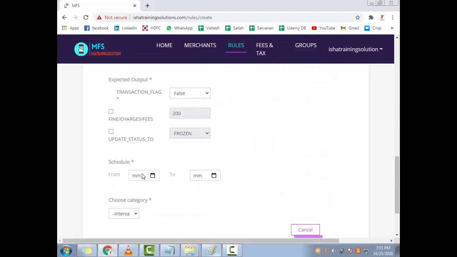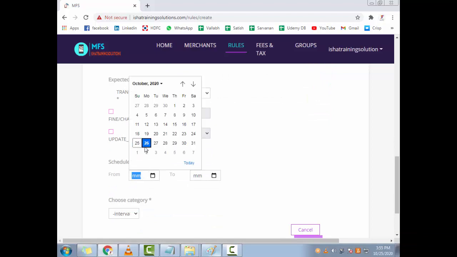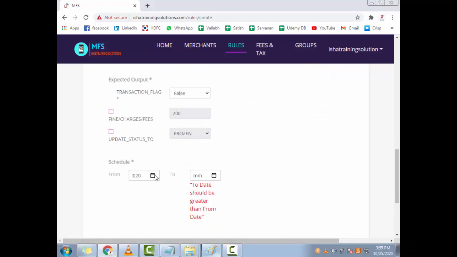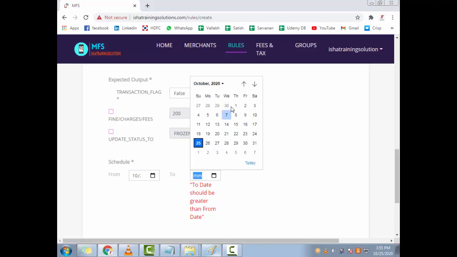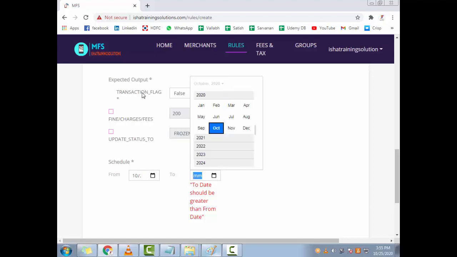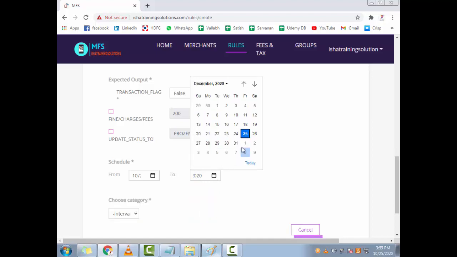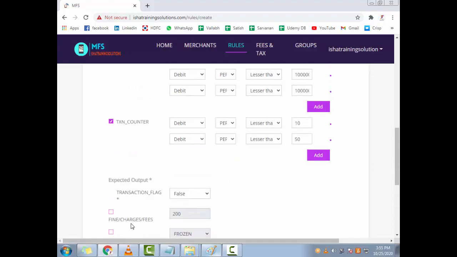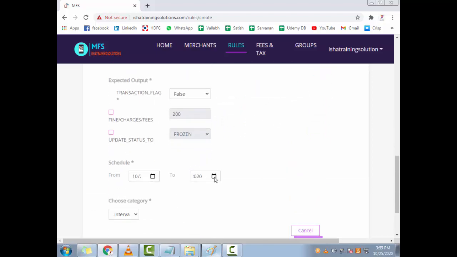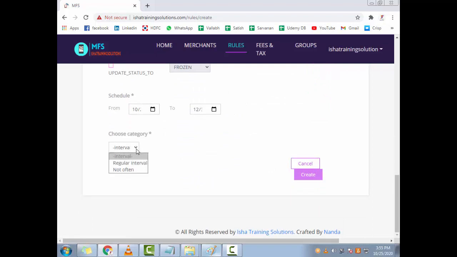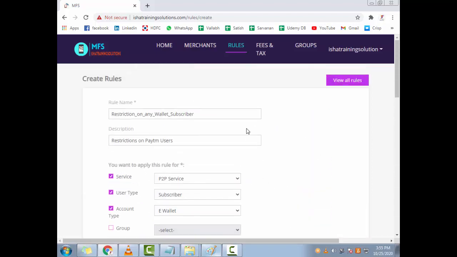Now this rule you wanted to apply only from, let's say, tomorrow's date, which is October 26, to, let's say, 1 year from now, or maybe 2 months from now, till December 31. Only during this time period I want this rule to be active. After December 31st, I don't want this rule to be active. So you want this regular interval, not often, is an option. Okay, now this is what it is.